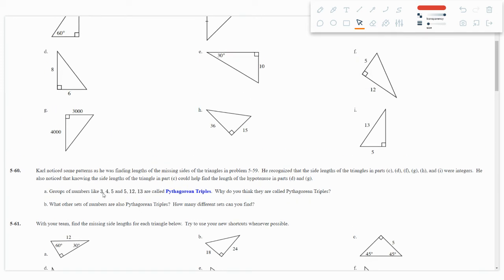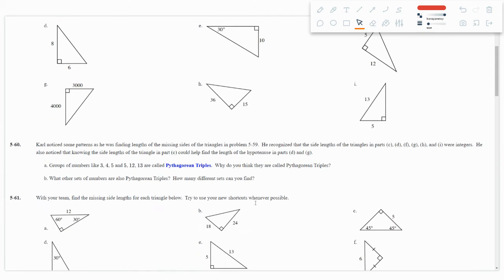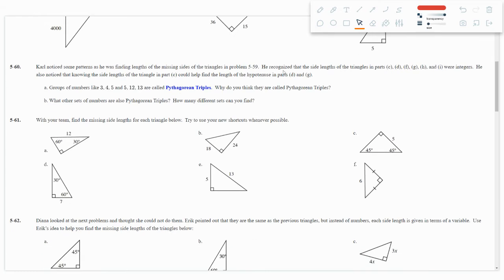That missing side length is going to be 5. And so that's why we had this nice little shortcut that we can use, and we can save a lot of time when we're doing our calculations. And so, what other sets of numbers are also Pythagorean triples? How many different sets can you find? There's actually a lot. If you want to take notes on this, there's a good amount of Pythagorean triples that will come up, not only in this class, but just in general with geometry.